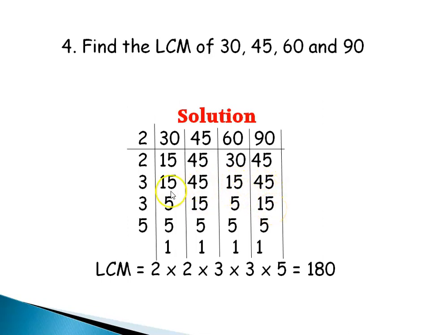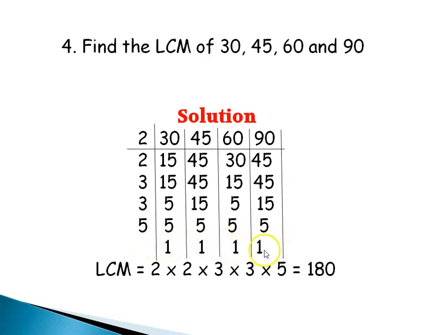Okay, then I'll divide by 3 again. 3 in 5, I'll write down my 5. 3 in 15, 5. 3 in 5, I'll write down my 5. 3 in 15, 5. Okay, now I have 5 all through, so I can divide by 5. 5 in 5, 1. The aim is to ensure that we have 1, 1, 1, 1 all through.